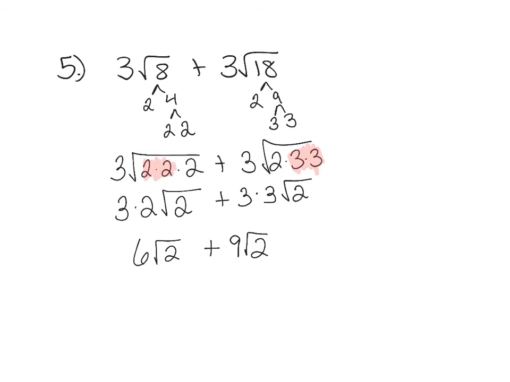Now both of those have a radical 2 at the end of it, so they are what we would call like terms. So I'm going to just add the coefficients, so 6 plus 9, which gives me 15, and then radical 2.